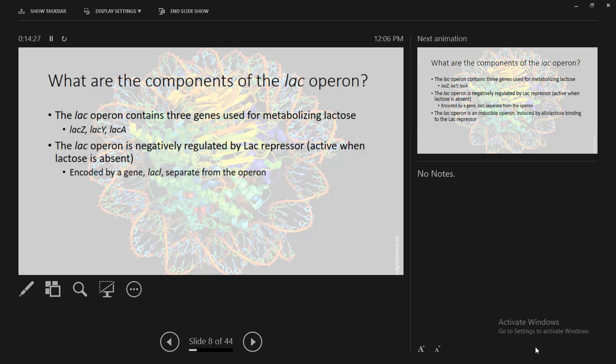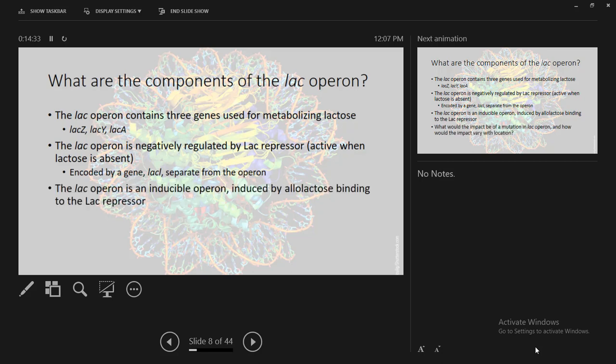Now that repressor is coded by a separate gene called LAC-L, separate from the operon. Another name for this is what's called an inducible operon, one in which you can turn it on. And then we have repressible operons that can be turned off, but the default position is on. But this one, the default position is off.